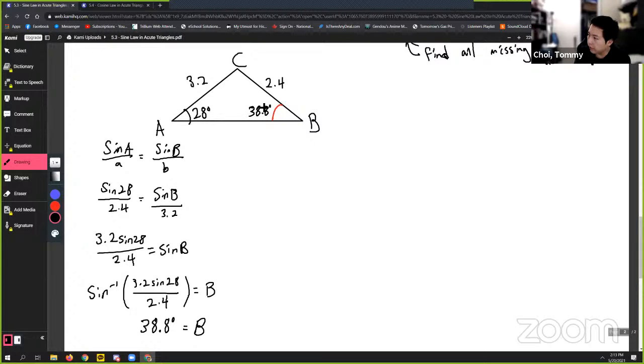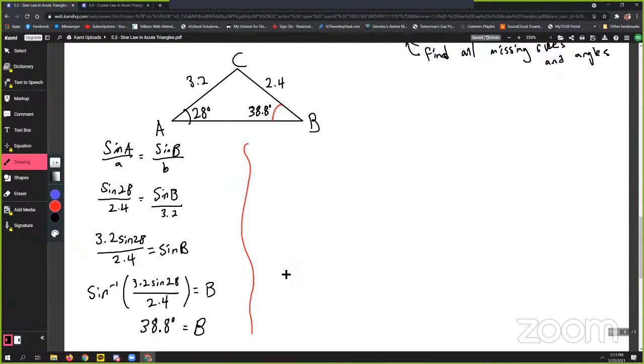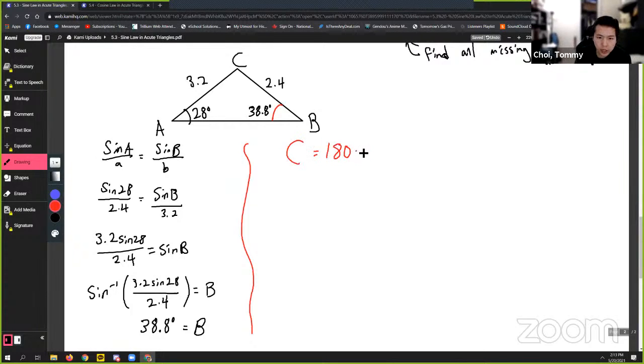What's our next target? Now that we have angle B, what's easiest to solve for next? Angle C, exactly, because we can do 180 minus our two angles, because the three angles inside a triangle add to 180. So when we subtract them from 180, we get angle C. So angle C is going to be 113.2 degrees.